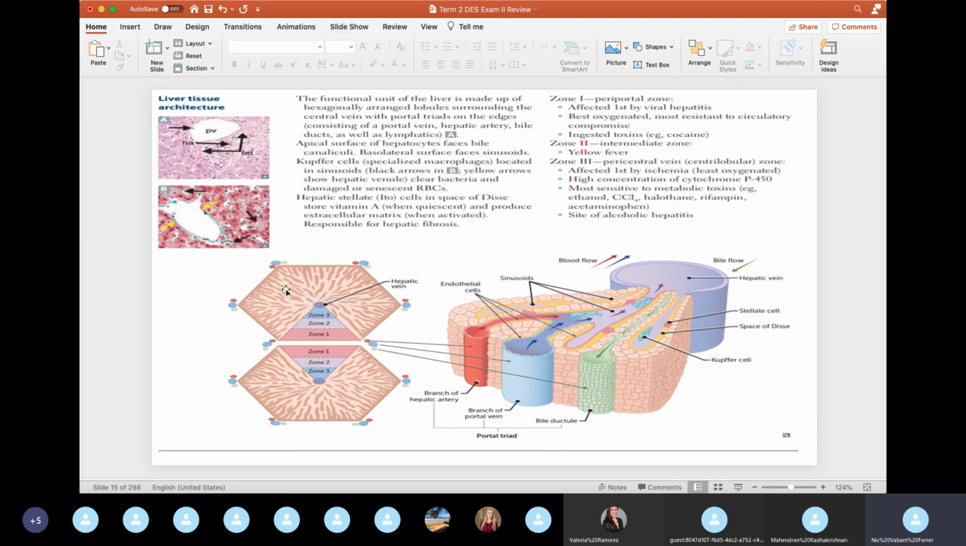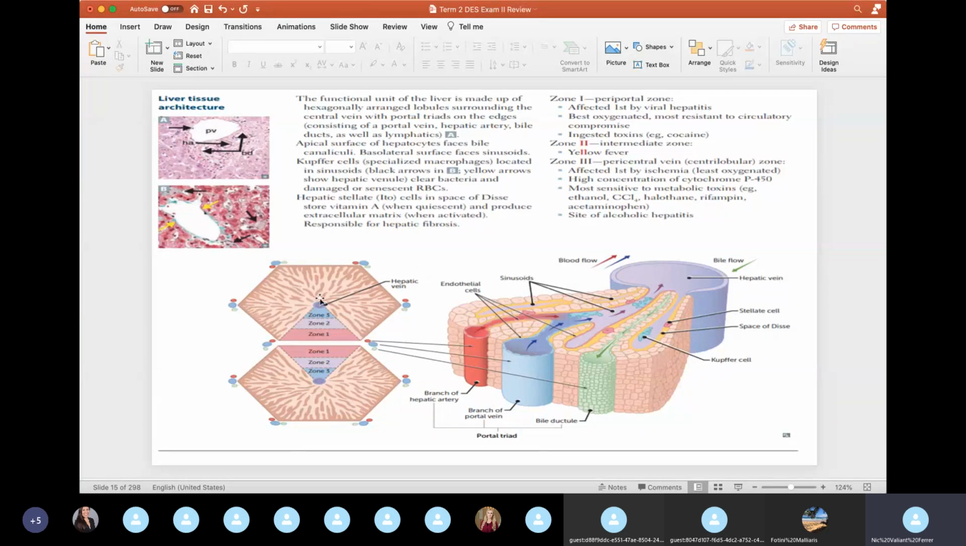Can you please tell me the components of your portal triad? A bile ductule. So you have bile ducts. You have what else? Hepatic artery and portal vein. Excellent. So those are high yield. So your portal triad is your portal vein, hepatic artery, bile duct, and your lymphatics.